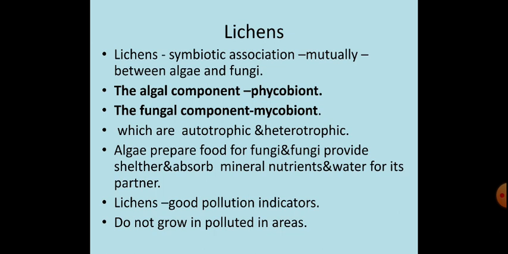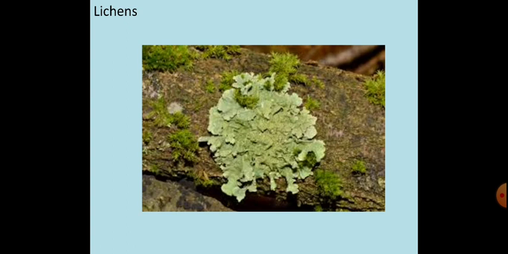Okay, lichens have a symbiotic association. That means they are friends of algae and fungi, mutually associated. The fungal component of lichens is called mycobiont. The algal component of lichen is called phycobiont. Algae prepare the food and share it with fungi. In turn, fungi will provide shelter to algae. So they are good pollution indicators. That means lichens do not grow in polluted areas. I hope you understood. Thank you.